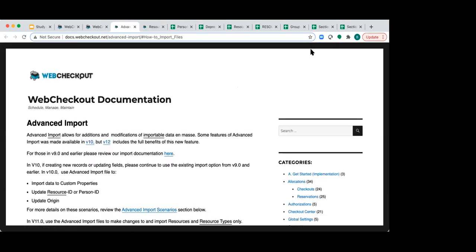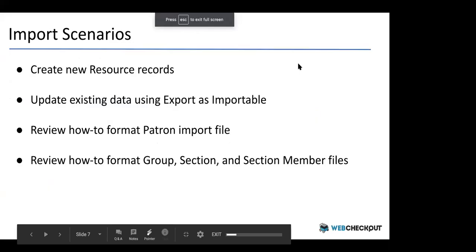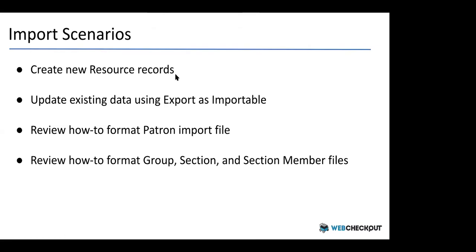So now that we've reviewed the advanced import files, let's actually apply what we learned to common import scenarios. So we're going to start with a review of how to create brand new resources. Then we'll review how to update existing resource records using the export as importable option in WebCheckout. And finally, we'll end with a review of how to update patron and group files to maintain the same behavior of those imports so that data integration and regular imports inactivate records excluded from the file.